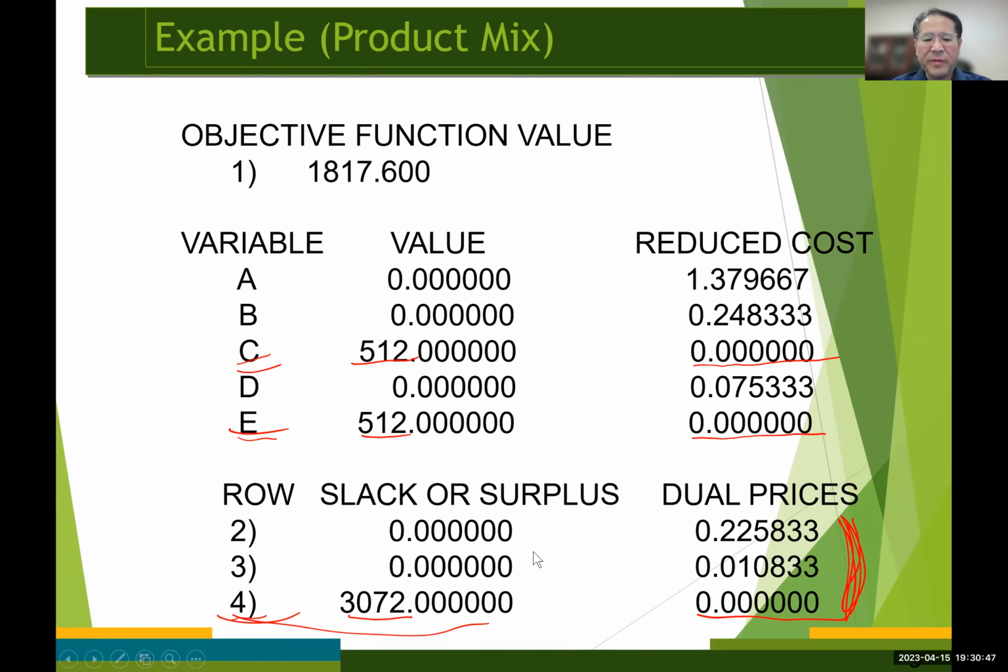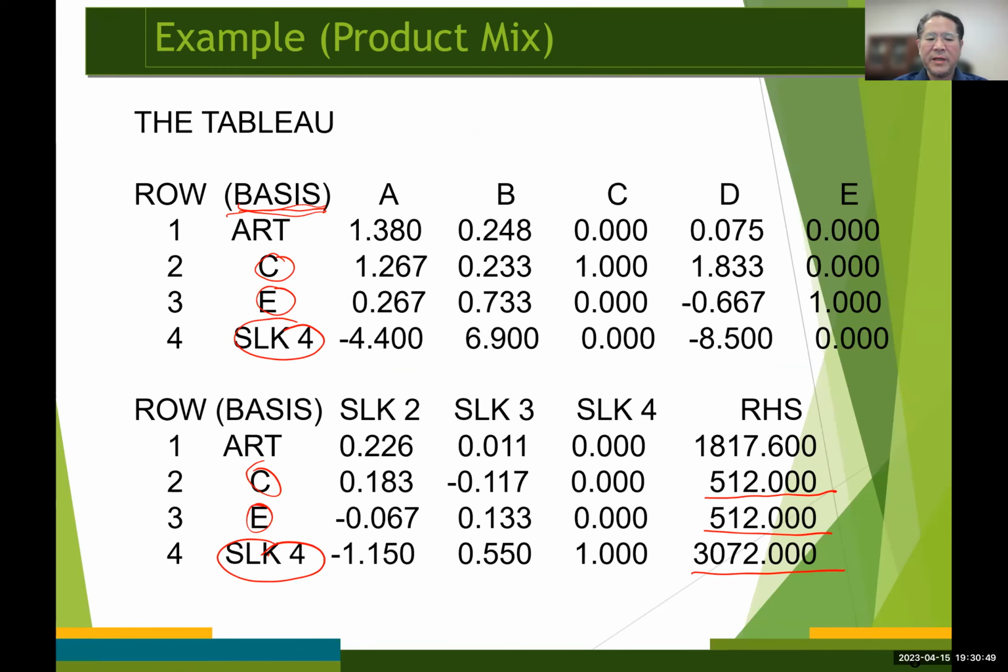Also, the same information can be obtained from the final optimal table. C, E, and slack 4 are included in the basis. That's the basic variable set, which means this is not the degenerate solution. The degenerate solution means that for a basic solution, if at least one basic variable has a 0 value, then the corresponding basic solution is going to be the degenerate solution.